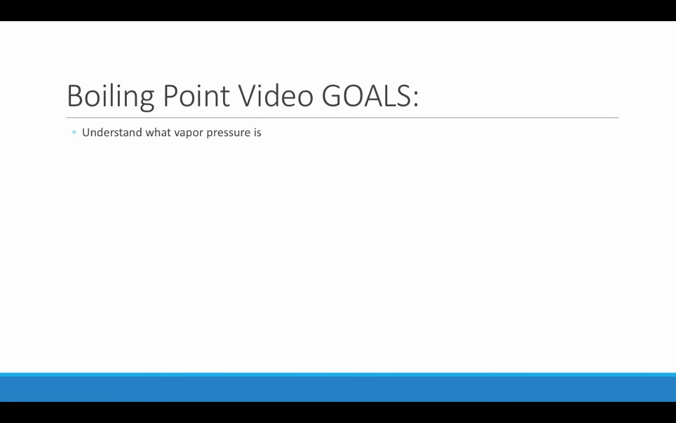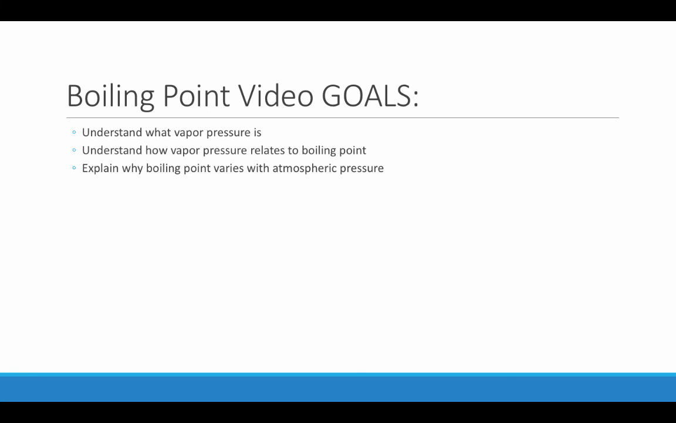That brings us to the end of this video. Let's review our goals. First, we looked at what vapor pressure is, then we looked at how vapor pressure relates to boiling point, and finally we learned to explain why boiling point varies with atmospheric pressure.